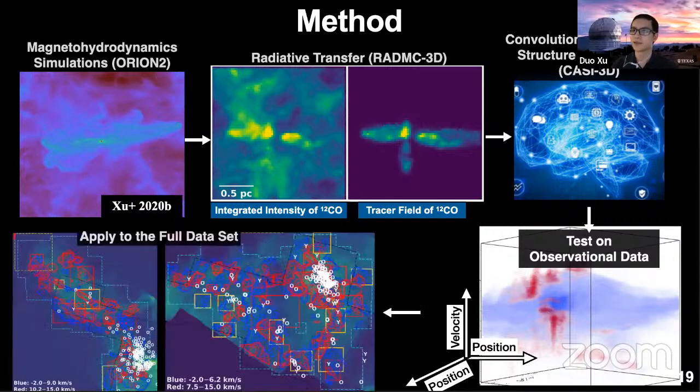Then we extend our method to a larger map, indicating where the outflow is. The red boxes are the previously identified outflows, and the yellow boxes are the newly identified outflows. The labels O and Y indicate the young stellar objects at older or younger evolutionary stage. Different contours indicate the position of the outflow, red lobe or blue lobe.